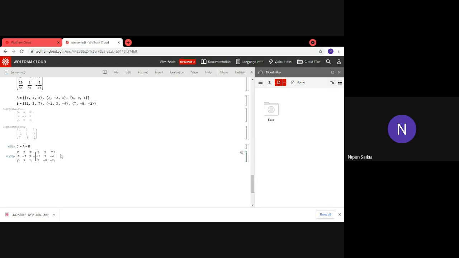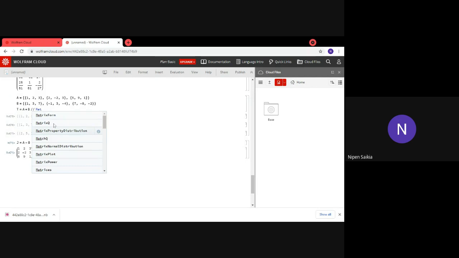Okay, so now we can find A plus B. What is A plus B? It should come like this. Okay, this is A, now it has come. So I will write T equal to this. Now it is coming. A is this, B is this one, and T is this. So I want this in matrix form, so I will write matrix form here.